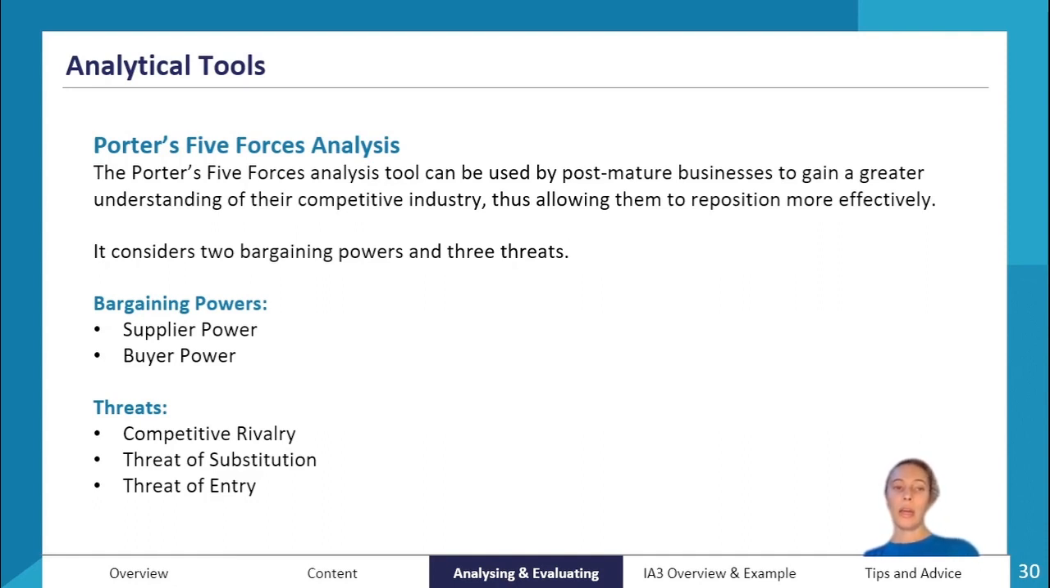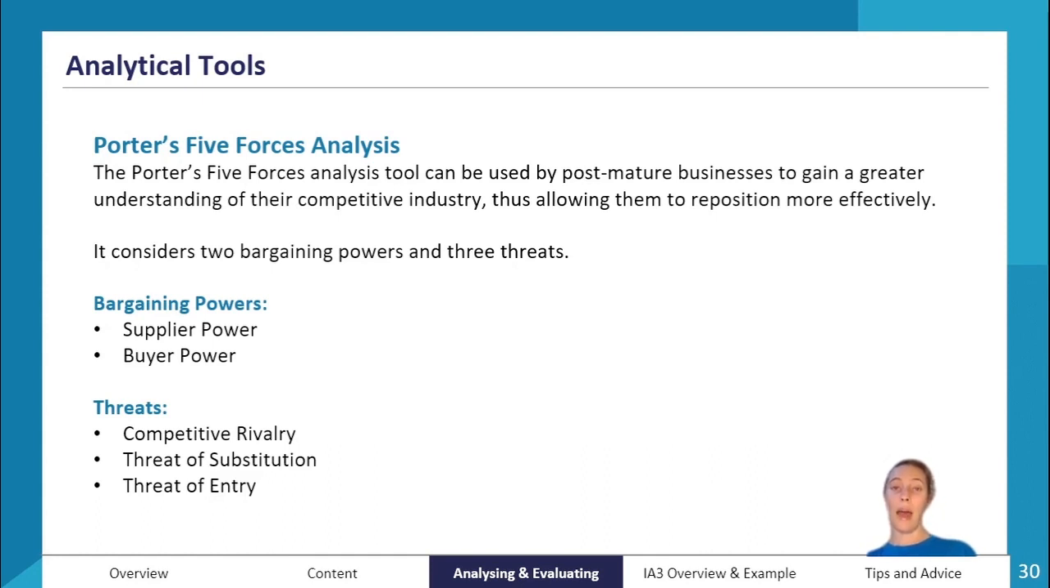So it involves 2 bargaining powers and 3 threats. So your bargaining powers are your supplier power and your buyer power, and your threats are competitive rivalry, threat of substitution, and threat of entry. So, of course, most of these are straightforward based on the names.